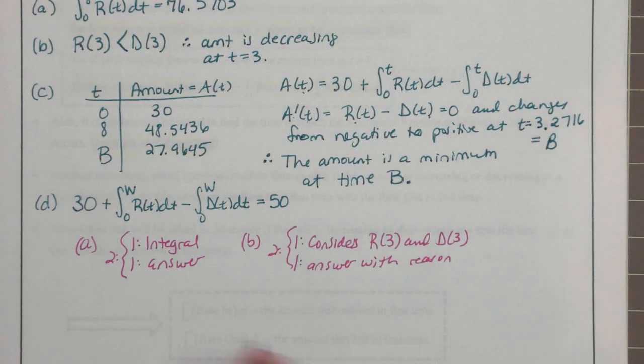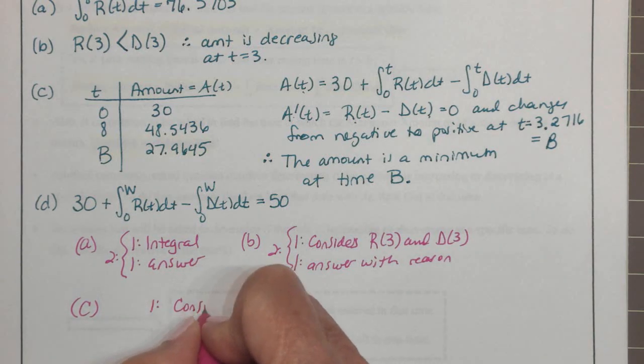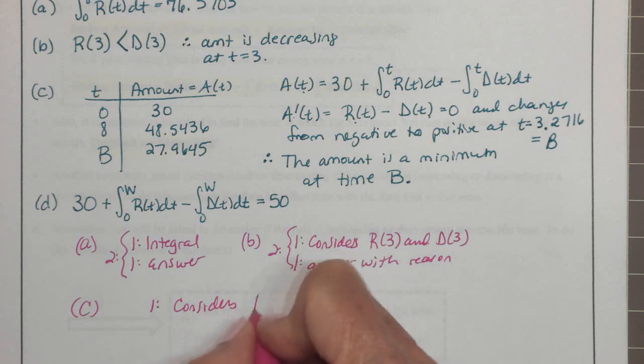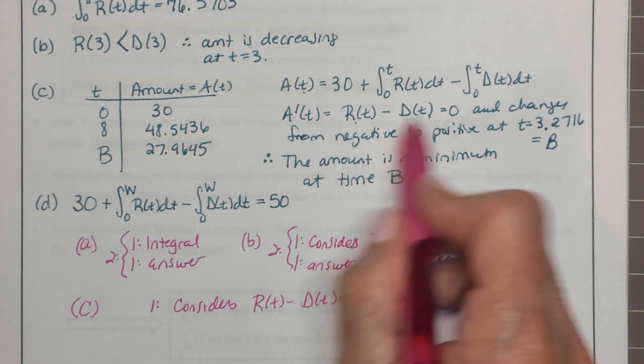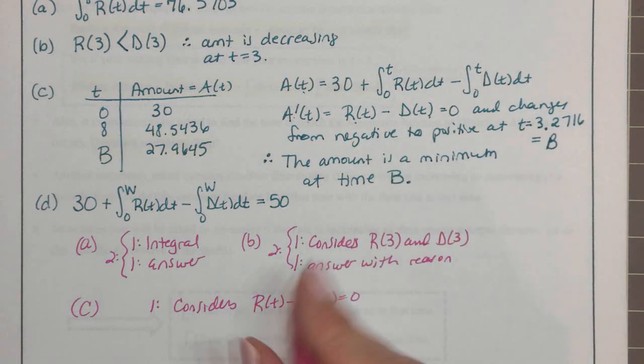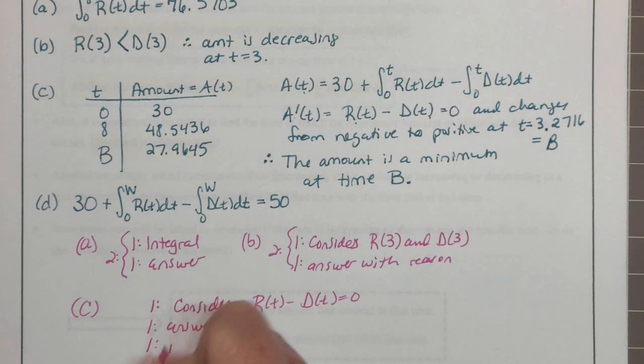Okay, part C. Part C was worth 3 points. 1 point for considers R of t minus D of t equals 0. That was for our critical numbers. 1 point for the answer. 1 point for the entire justification.